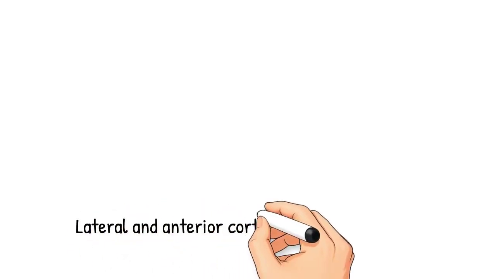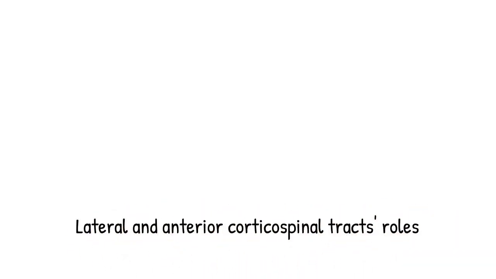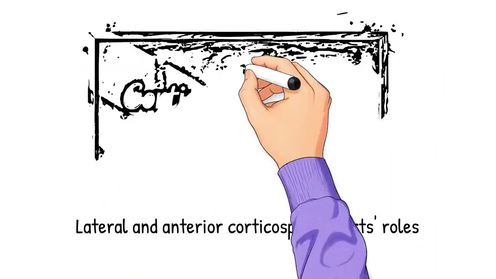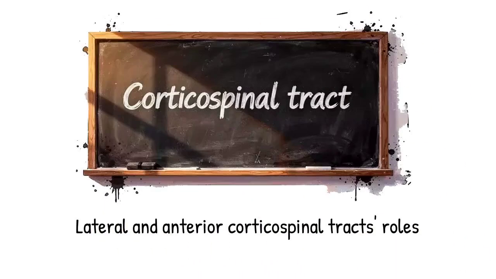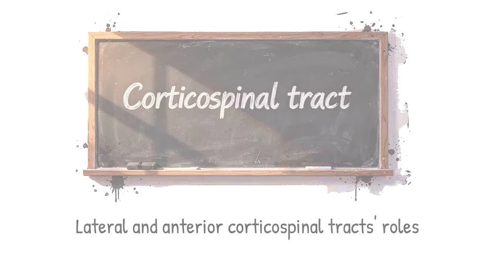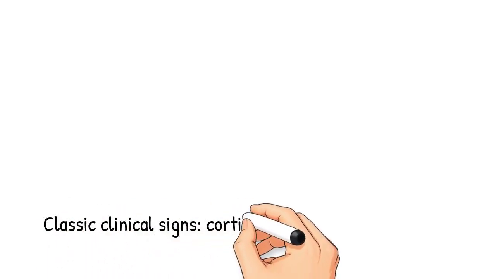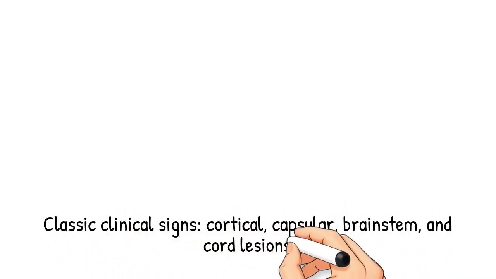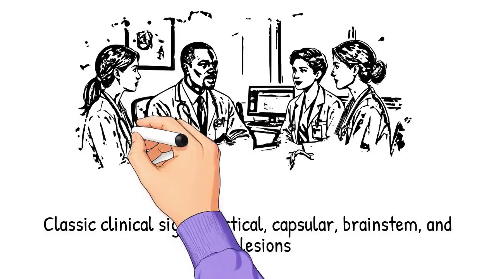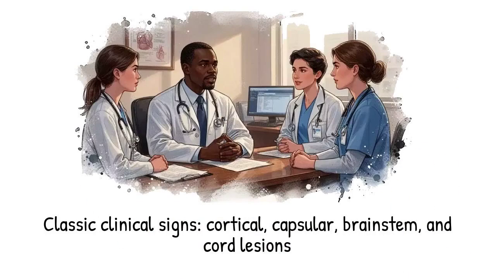Most crossed fibers descend in the lateral corticospinal tract and influence distal limb muscles, while a smaller uncrossed component continues as the anterior corticospinal tract and is more associated with proximal and trunk muscles. This crossing explains classic bedside localization. Cortical, capsular, or most brainstem lesions above the decussation produce contralateral motor deficits, whereas spinal cord lesions produce upper motor neuron findings below the lesion.